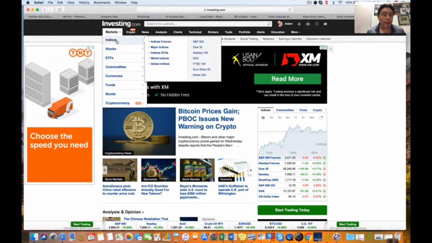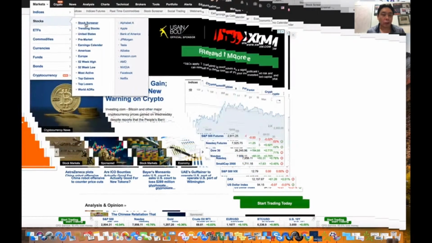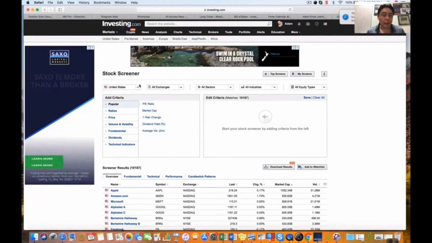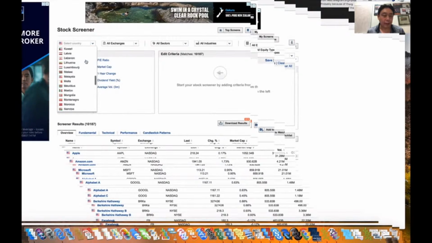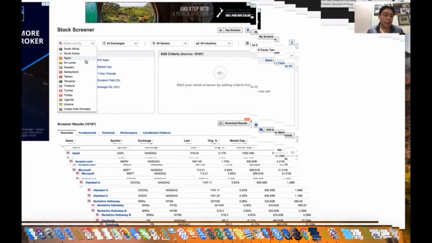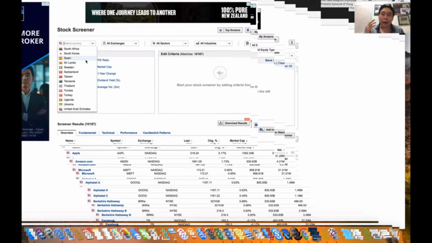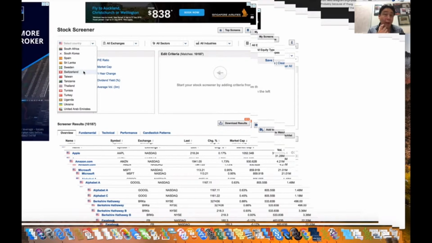You go to markets and stocks, and you can check out the stock screener over here. And you can see they list practically every market in the world, all right? The other market which I look at would be the Hong Kong market, because, as I've mentioned, it's really undervalued right now, and there are some great companies there from China, which is again the fastest growing economy in the world. So let's check out Hong Kong.